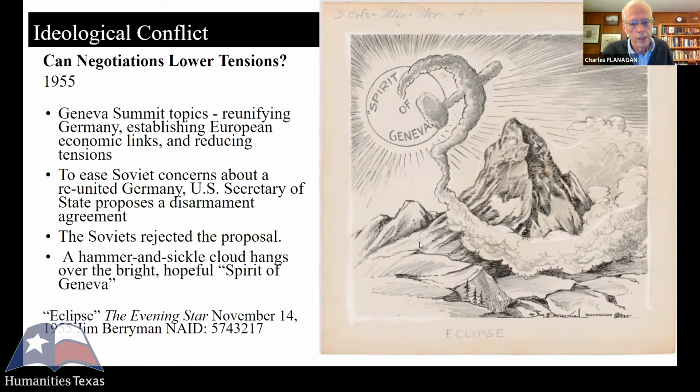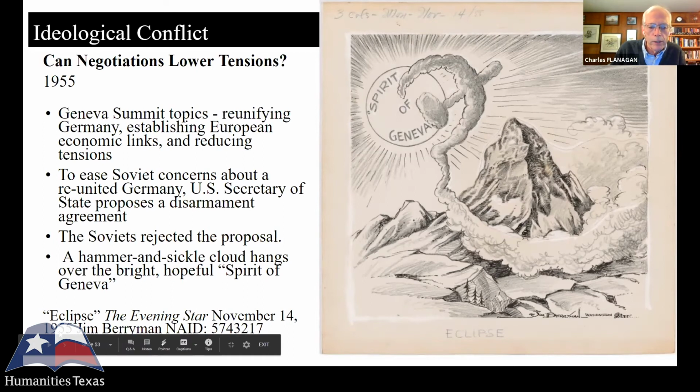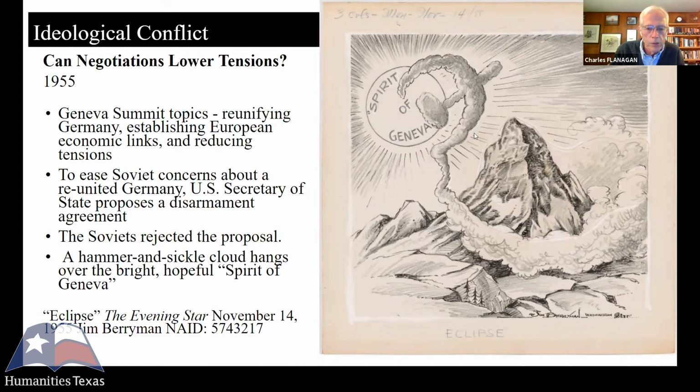Another one about negotiations was the Geneva meetings in 1955. The US and Eisenhower hoped they could get a peaceful end to the Cold War. They thought they would have aerial surveillance of each other's weapons systems and a negotiated period of trust. But because of the German wish to reunify, the Soviets became very cold toward that idea. So in this cartoon, you see how the hammer and sickle is acting to block out the spirit of Geneva, and it's called Eclipse.